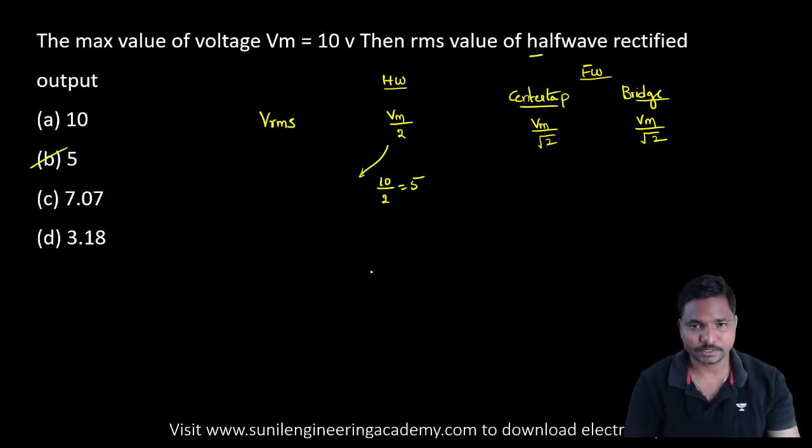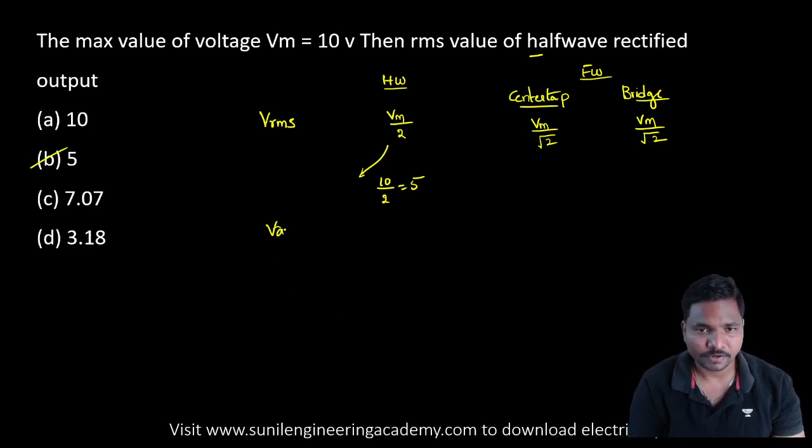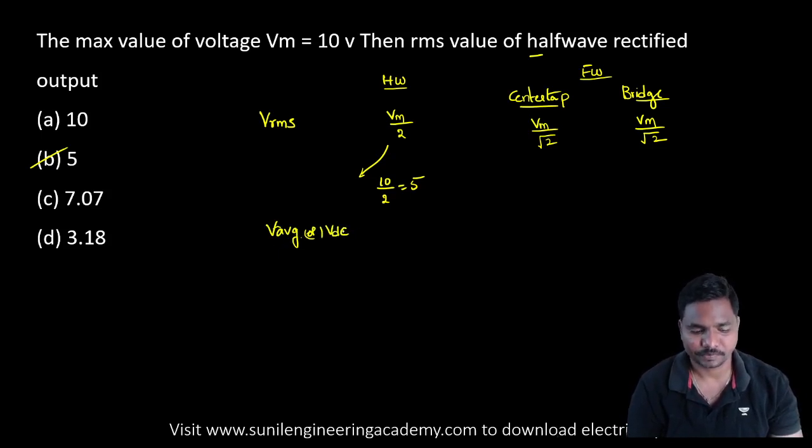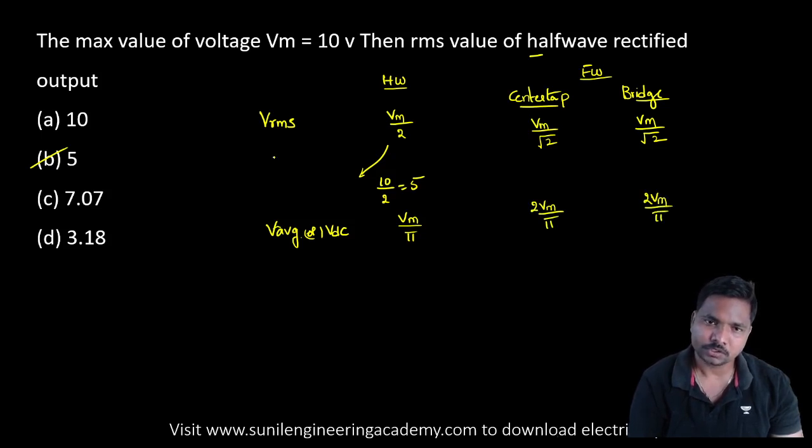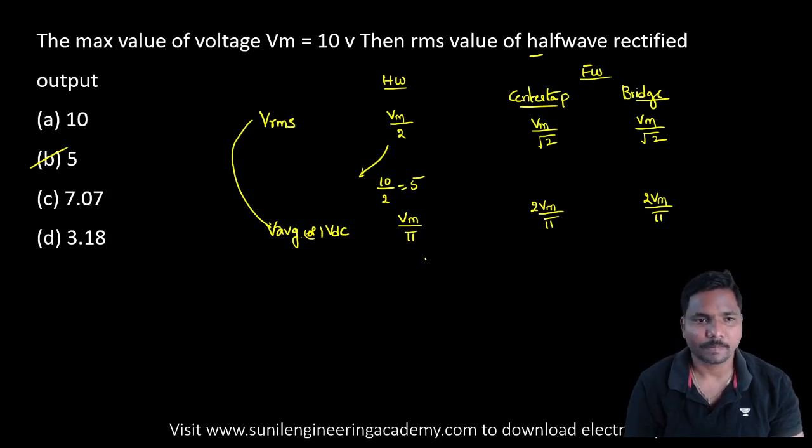Coming to the next question, guys. If they are asking average values, the average is also VDC. For the half wave rectifier, it is Vm by pi only. Here, for center tap, it is 2 Vm by pi. It is also 2 Vm by pi for the bridge. So the RMS value is Vm by 2, and the average value is Vm by pi. Okay. Coming to the next question.